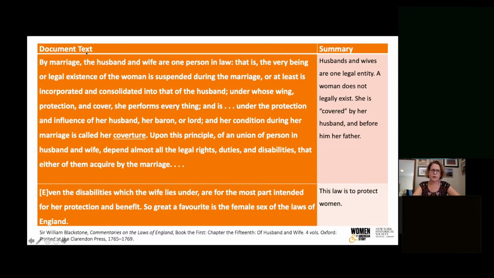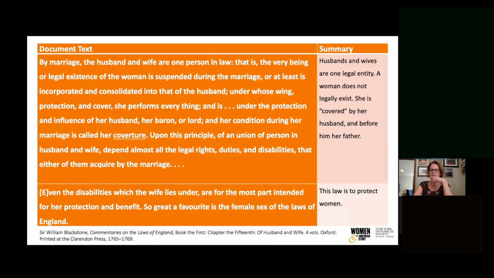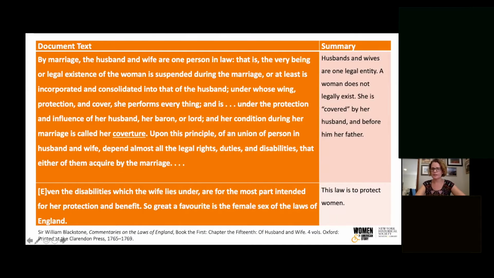All right, so as we were reading this text, we were thinking about what does this document reveal about the legal status of women in the British colonies? So I'm going to put the text back up, and you can put into the chat some ideas that you might have. What does this document reveal about what it meant to be a woman and a woman's place in British life, in British society? What do we think? All right, excellent.